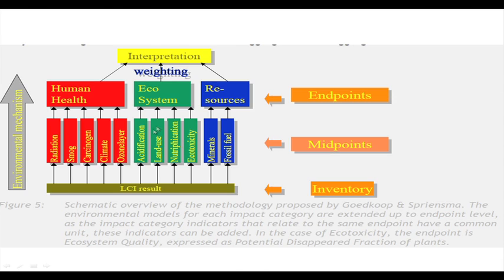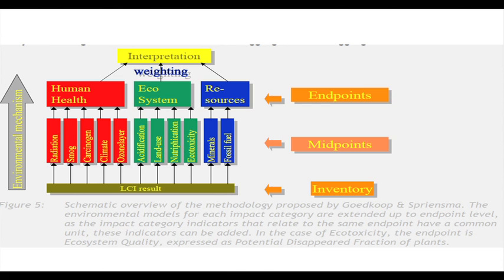And from this endpoint, you do some weighting. Weighting depends on the goal of this study, what you want to achieve, what your focus is. So a schematic overview of the methodology: the environmental models for each impact are extended up to the endpoint. We look at the endpoint level as the impact category: human health, ecosystem, or resource base. Some impact categories may relate to the same endpoint. There could be a kind of cross as well. Some of these also relate to ecosystem, and some of these also relate to human health.